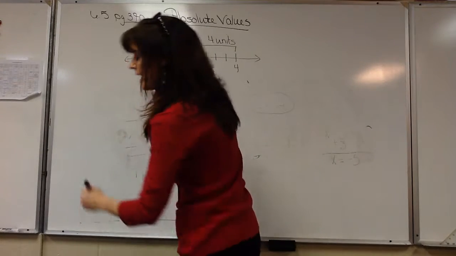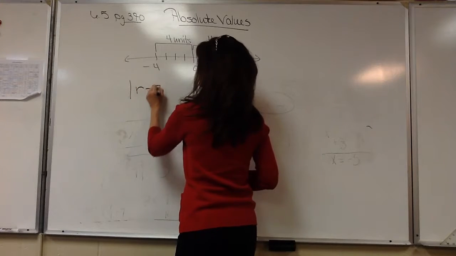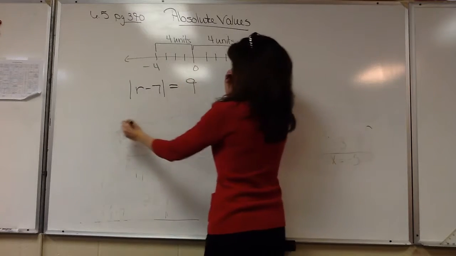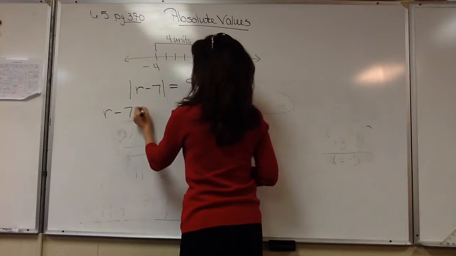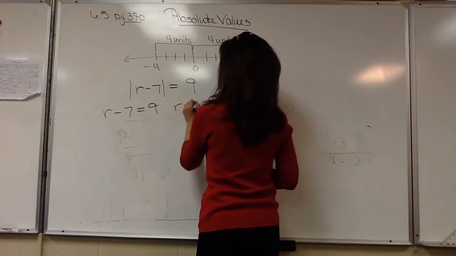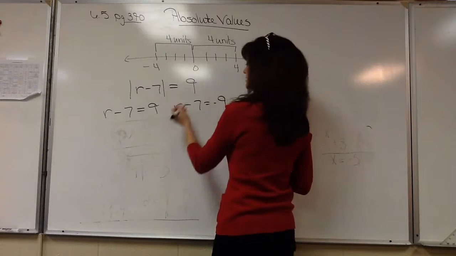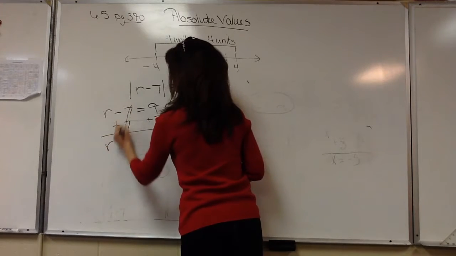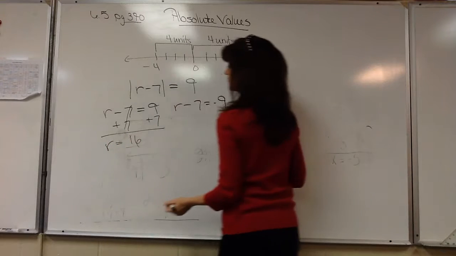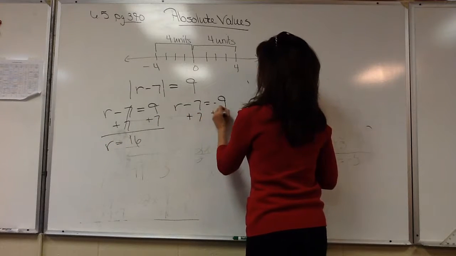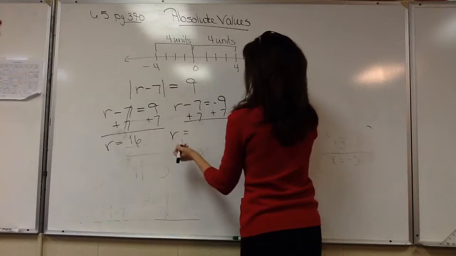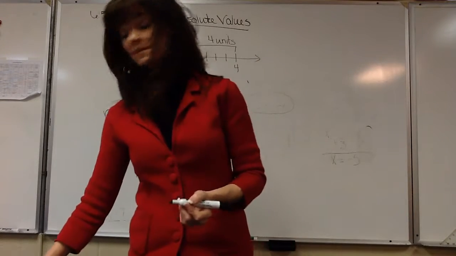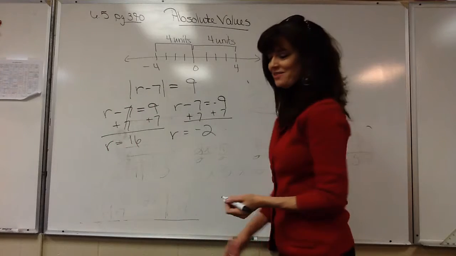The first one we have is the absolute value of r minus 7 is equal to 9. So what I'm going to do is we're just going to write it out. R minus 7 equals 9. R minus 7 equals negative 9. Add your 7 to both sides. This will cancel. R equals 16. We'll add 7 to both sides here. R equals negative 9 plus 7, which is negative 2. So our answer should be 16 and negative 2, and hopefully you got that.